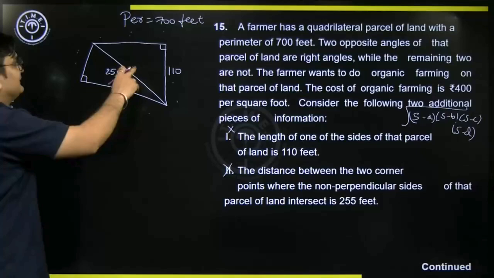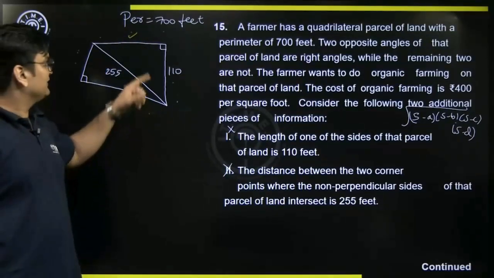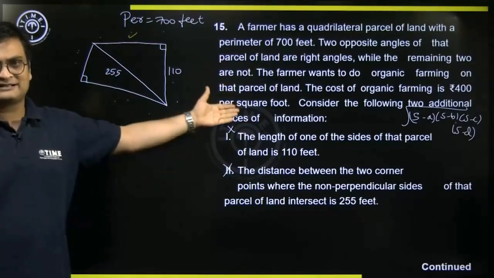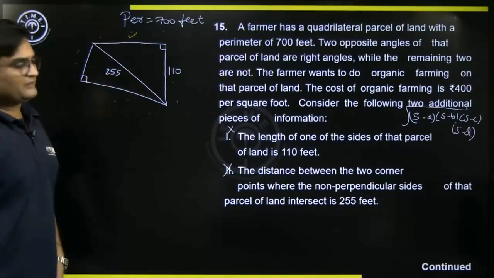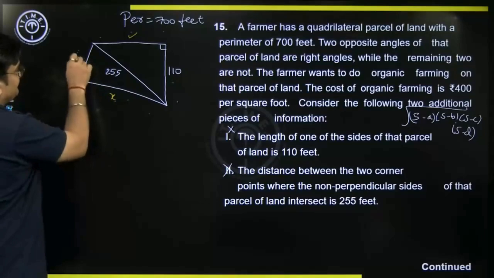If this is 110, can we not find this out? By Pythagoras theorem we can do that. I am just putting a tick to indicate that yes, we can find out. No need to find it. This is a data sufficiency question. We can find this. We need two more sides. Let's say these are x and y.